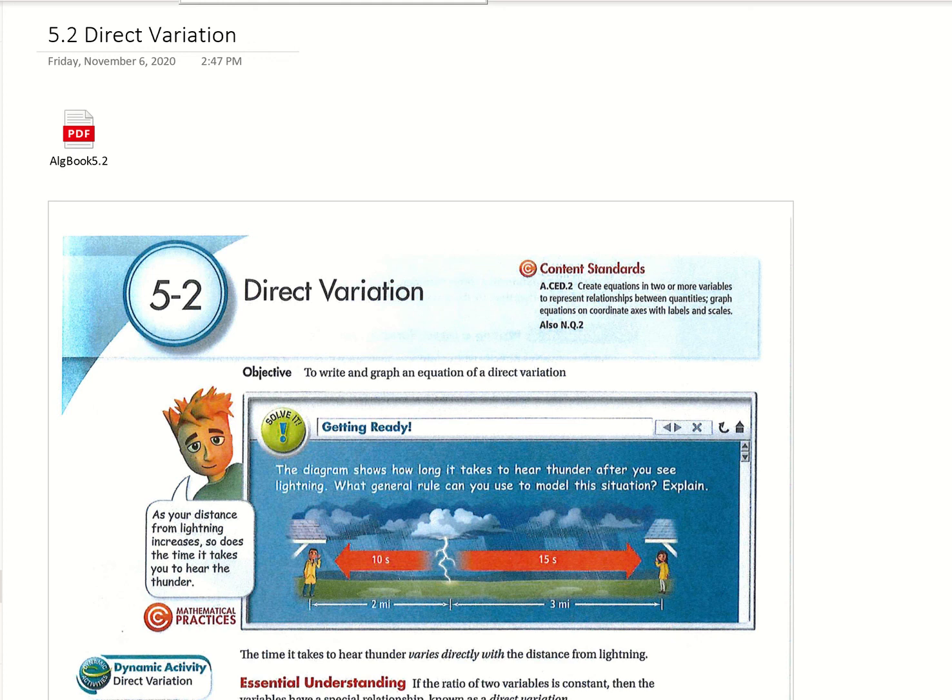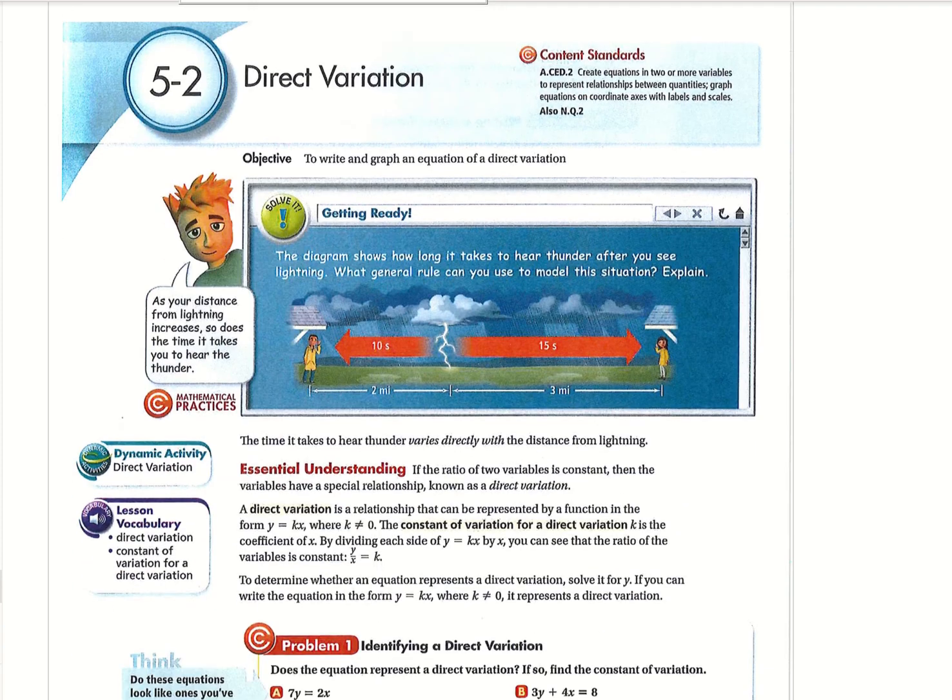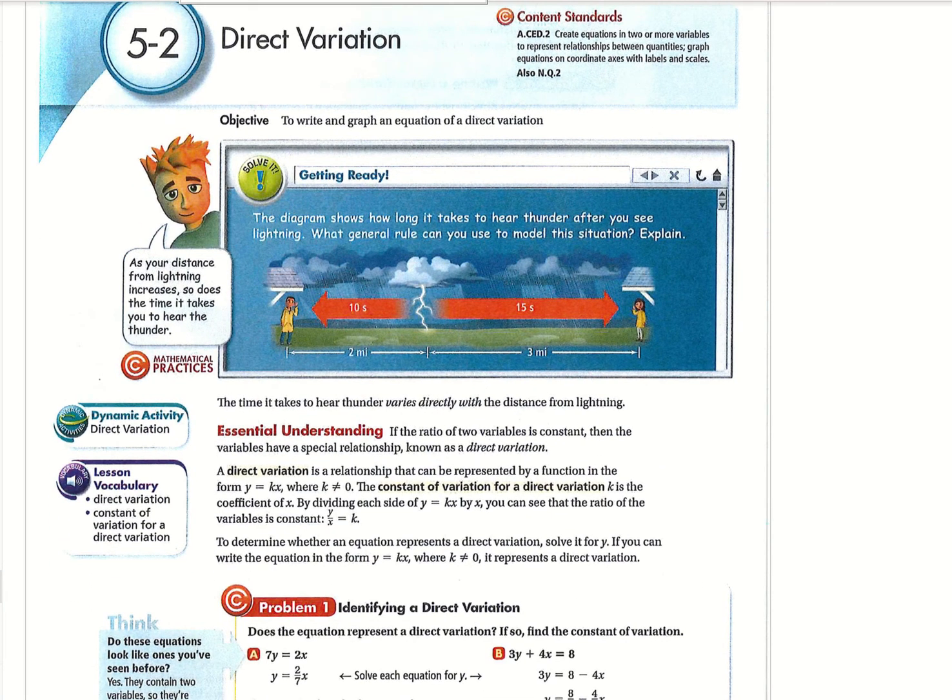All right, welcome back, Algebra 1, to another math assignment. This is 5-2 direct variation. So our objective for today is to write and graph an equation of a direct variation. So let's get right into it.